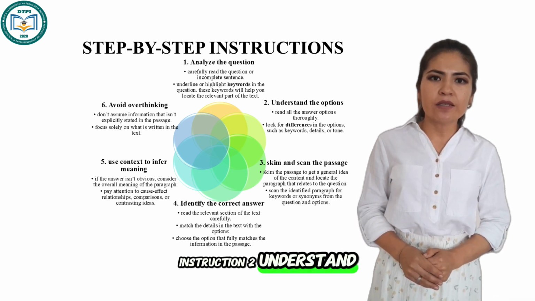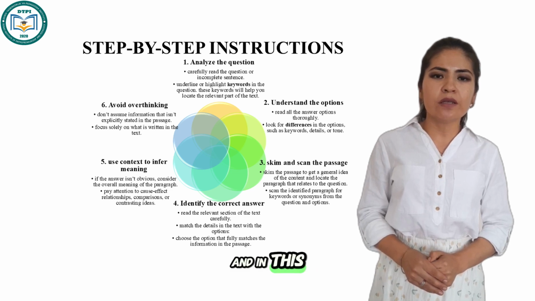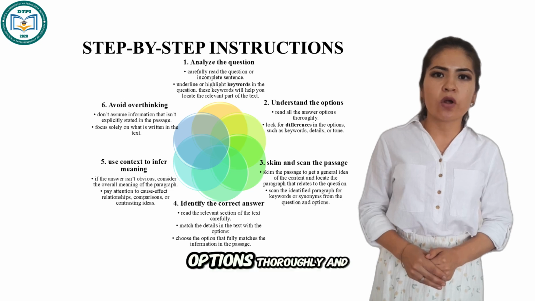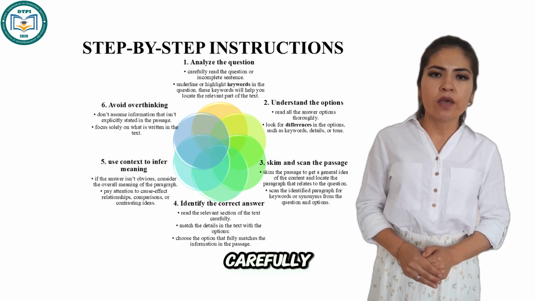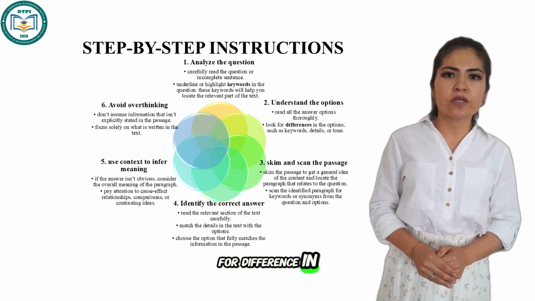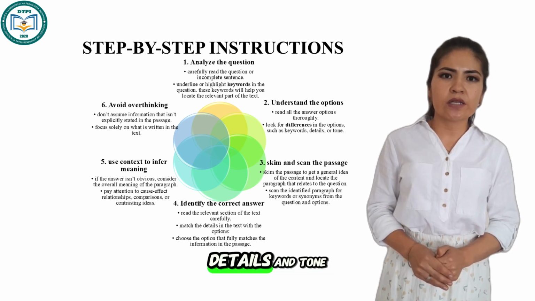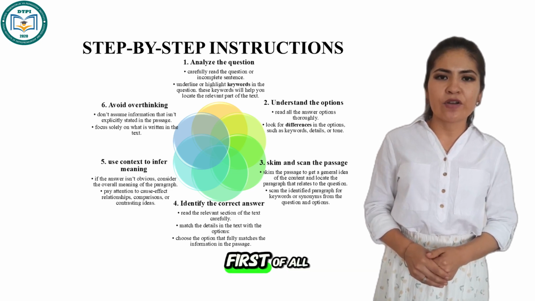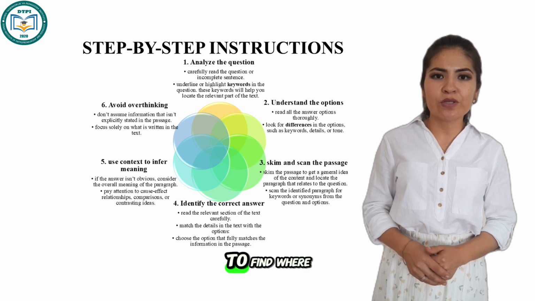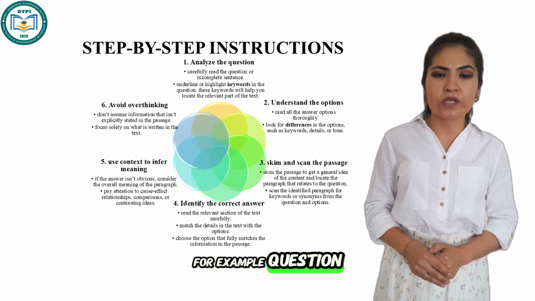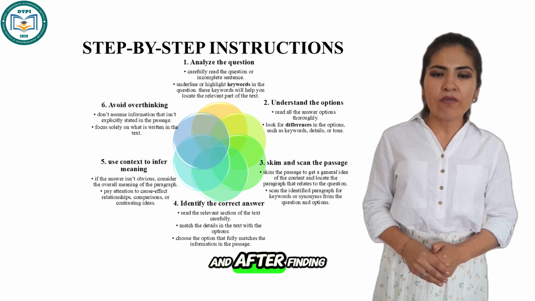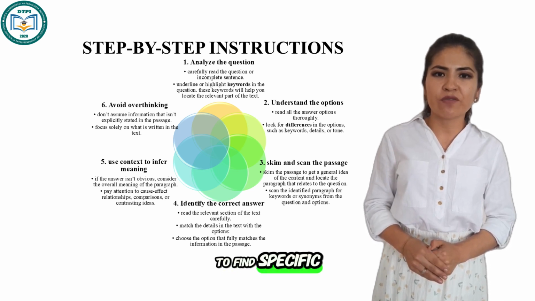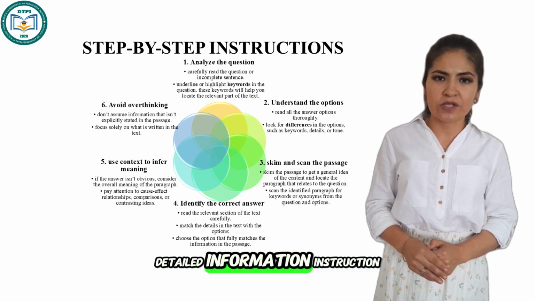Instruction 2, understand the options. In this part, you should read all the answer options thoroughly and carefully. And then look for differences in the options, such as keywords, details, and tone. Instruction 3, skim and scan. First of all, you should use skim in order to find where, for example, the question is located. And after finding the location, you can use scan in order to find specific, detailed information.